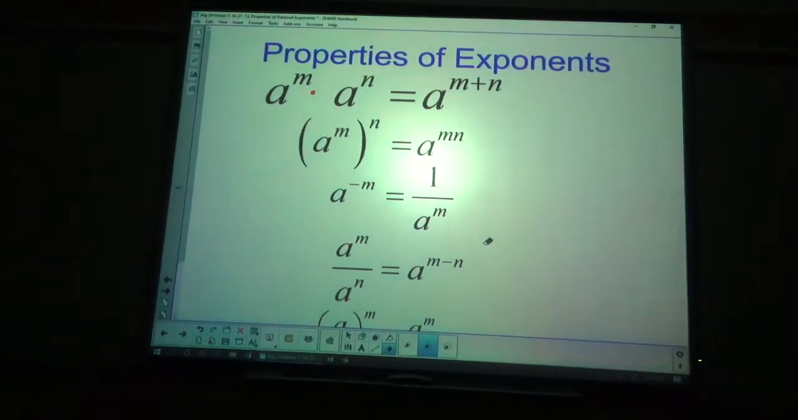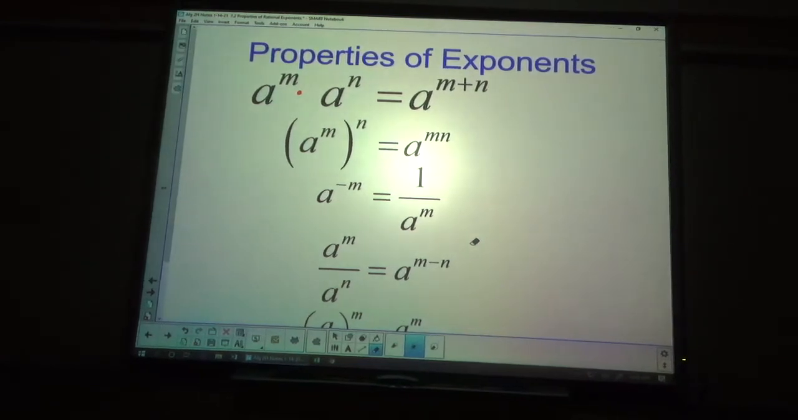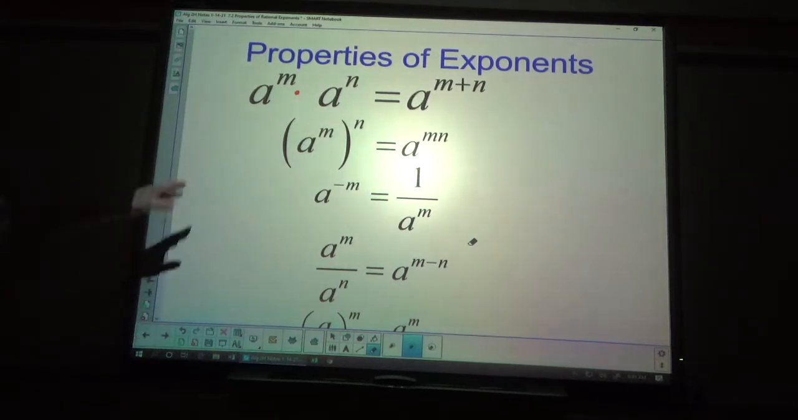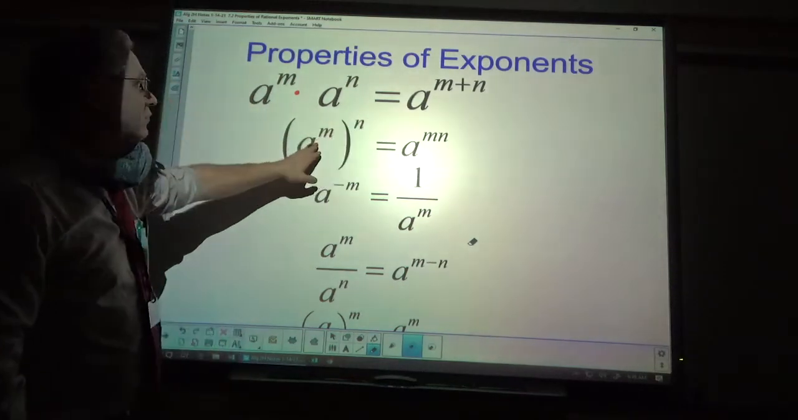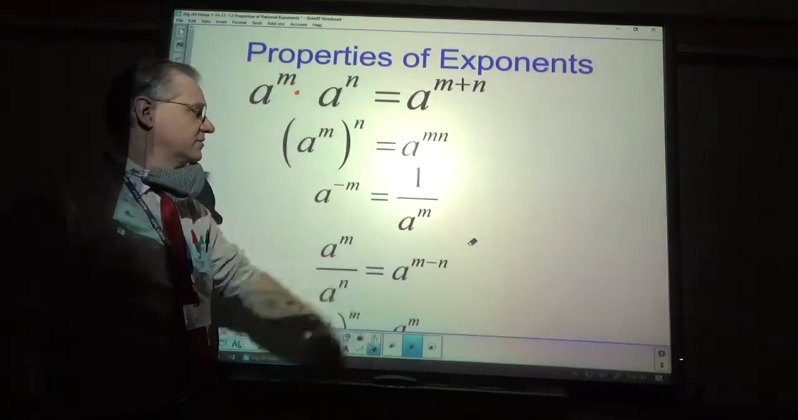Welcome. Today we're going to be talking about the properties of exponents. Now, this can be just regular exponents or rational exponents. Same thing for either of them. The same properties, that is. So when you are multiplying things to a power that have the same base, you add the exponents. When you raise a power to a power, you multiply the exponents.